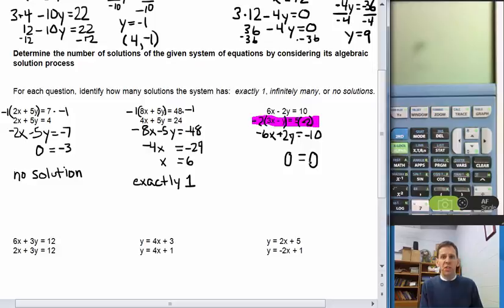If you get a true statement, but we haven't exactly solved for a variable, what this indicates is that there is actually an infinite number of solutions possible. If you get a true statement like this, it usually means that any value that works in the top equation will also work in the bottom equation. So we say that there is an infinite number of solutions if you don't get a value for x or y, but you do get a true math statement.